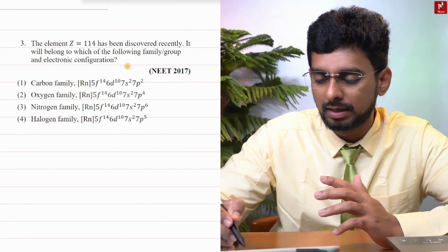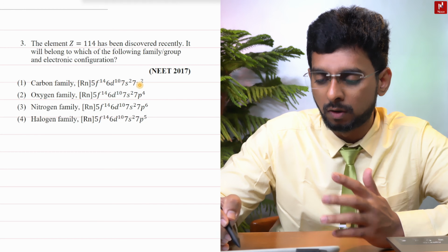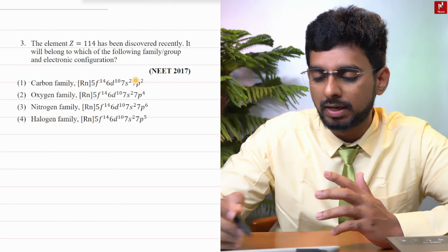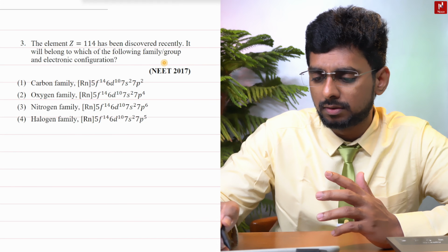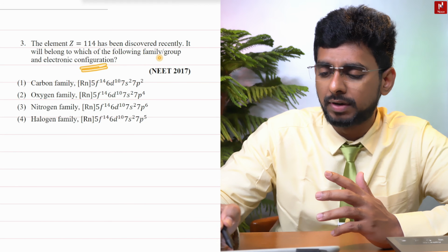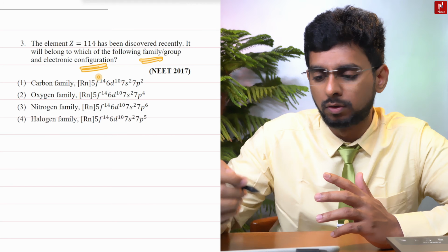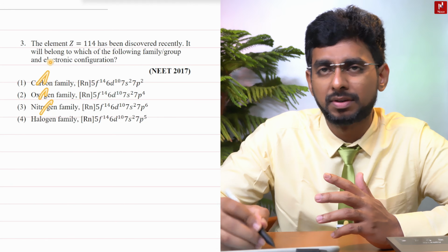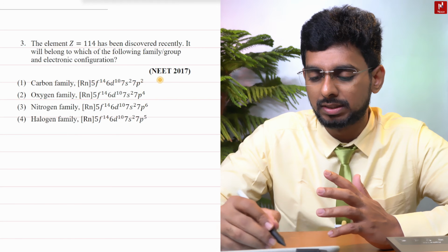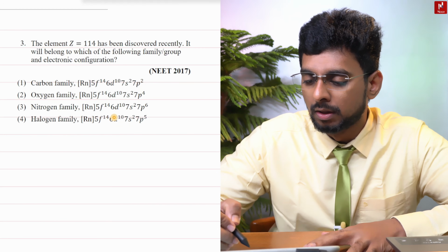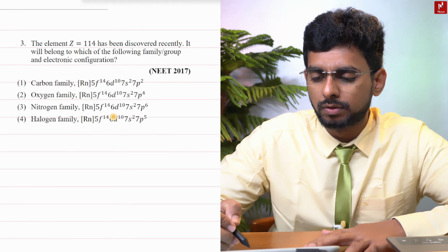So I just need to find which family it will belong to, the group, either it could be carbon, oxygen, nitrogen family, whatever it is. First let me get the electronic configuration. Once I get the electronic configuration, these things will just automatically flow. Got it?